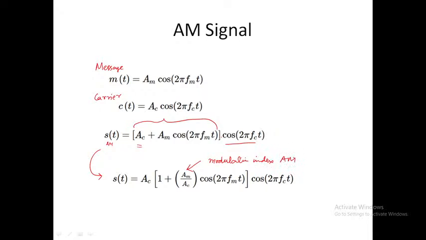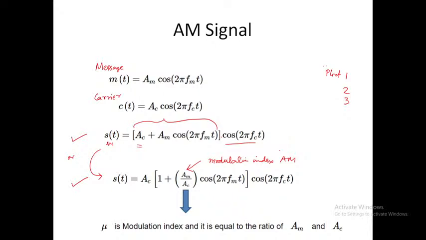Okay. So simply, either you plot these equations or plot this equation, you can just modify it in this way. So plotting will be of three things. Plot 1 will be the message, plot 2 and plot 3 will be the AM. The simple equation, three equations you need to plot. And this is denoted as mu. Mu is the modulation index, it is nothing but Am by Ac. So this is known to you, this is nothing new for you.